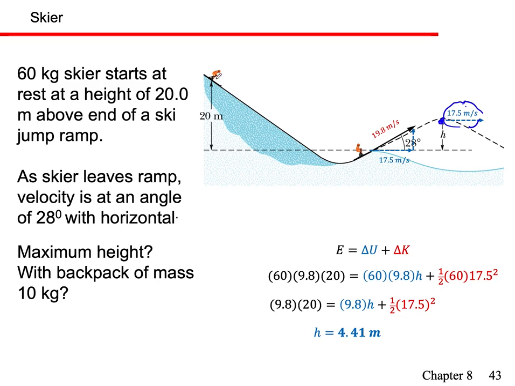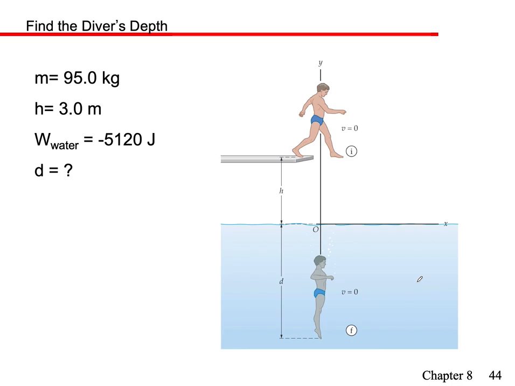What happens if the skier puts on a backpack that's 10 kilograms? What's that going to do to this change of the height? The answer is nothing, because remember, the mass of the skier and/or backpack cancels out.